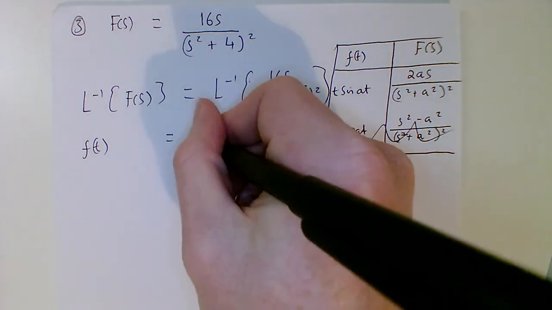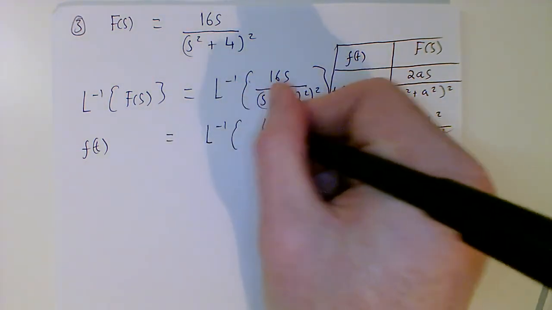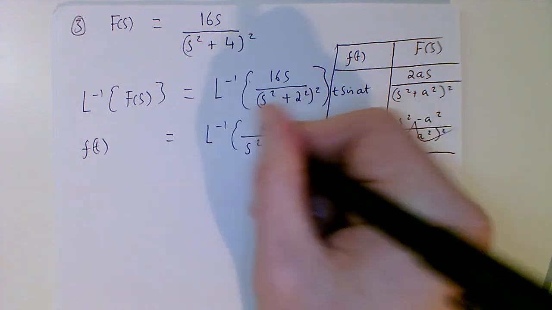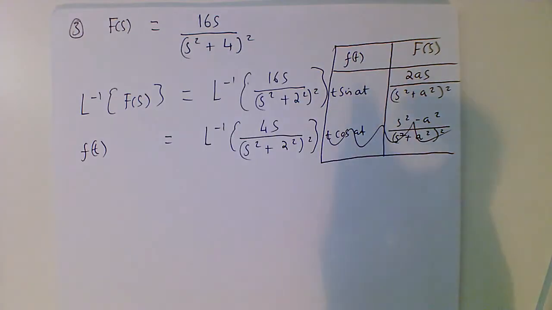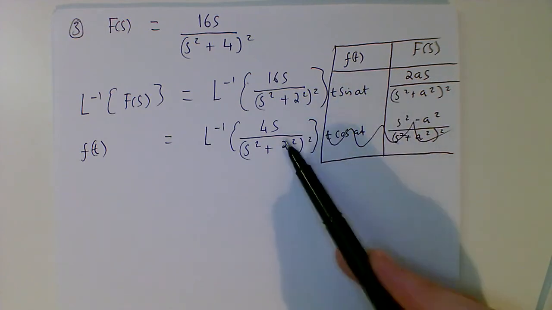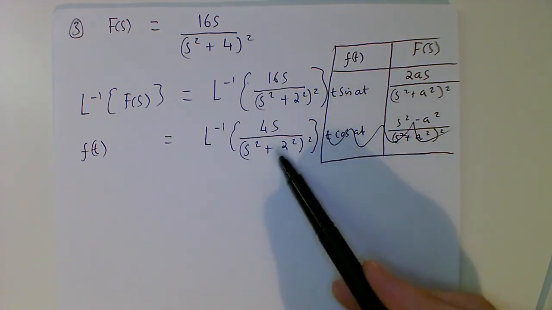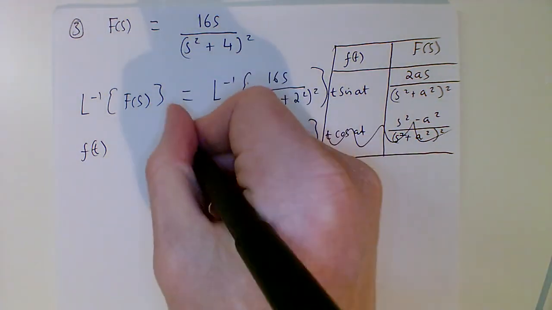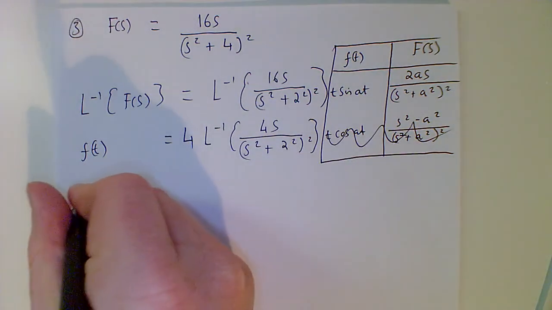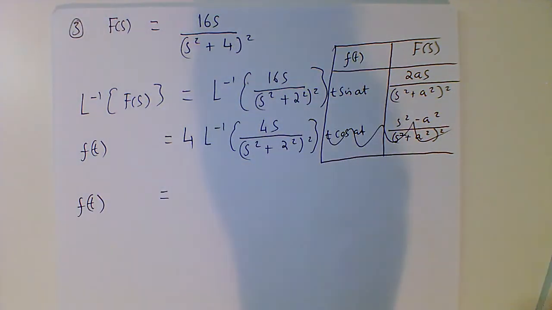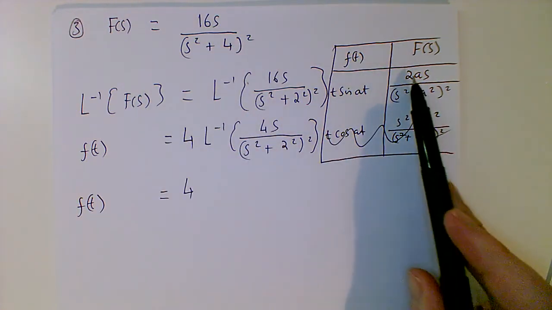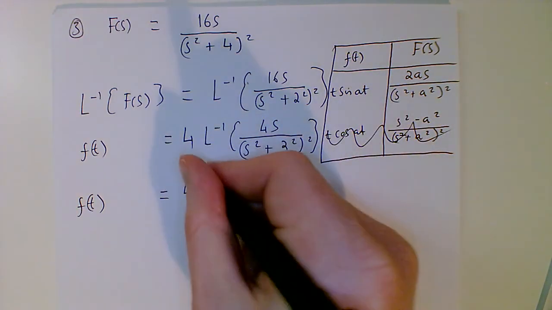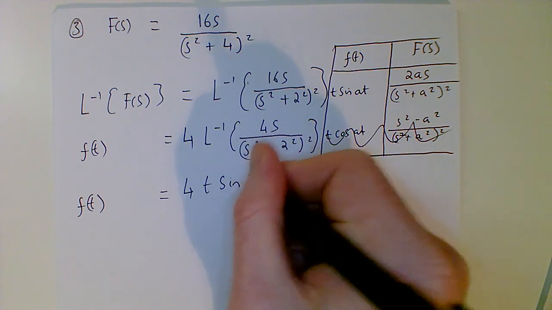So the top bit needs to be 4s all over s squared plus 2 squared, squared. Because if it does, it matches this exactly. Right? So what multiplied by 4s gives me 16s? 4. Right, so here is going to be t sin at, but our a is 2. So it's t sin 2t.